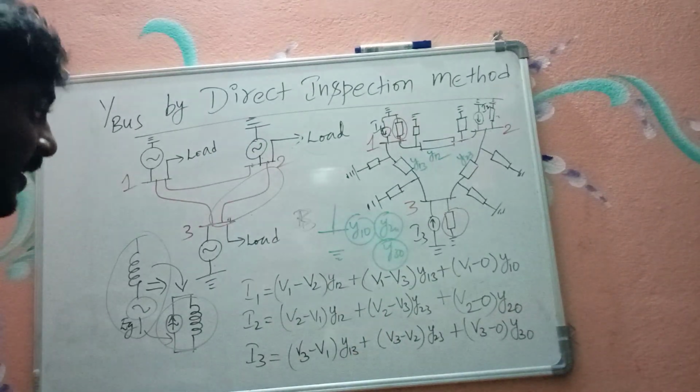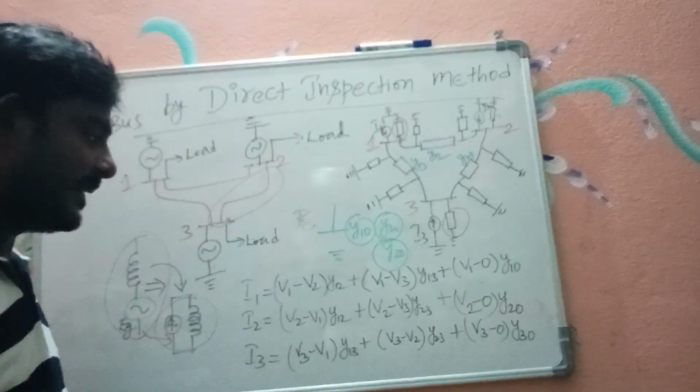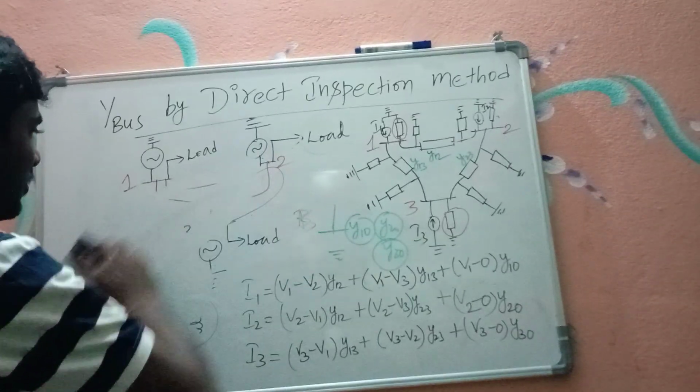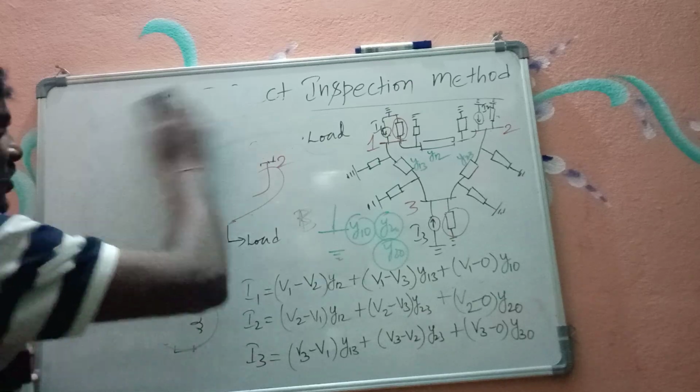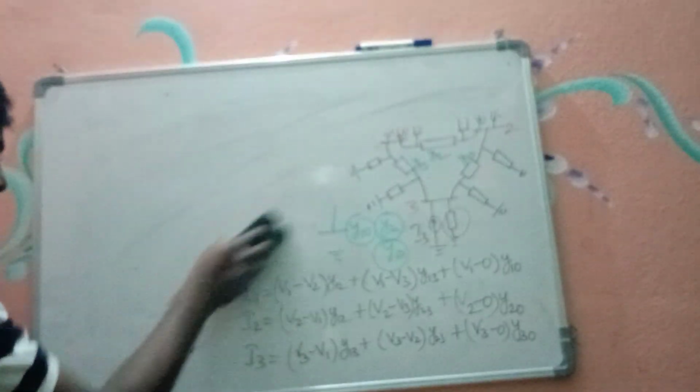Now we will see how to modify these equations and obtain the Y-bus matrix using the direct inspection method. So we need to do some mathematics in order to obtain this Y-bus matrix.